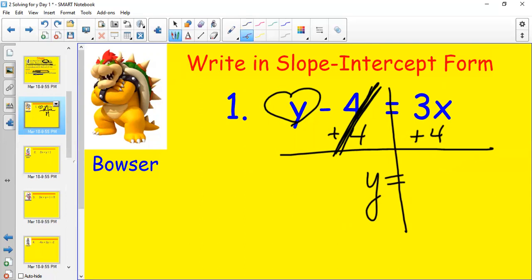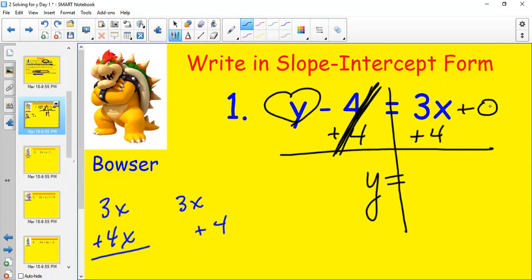Most common mistake is that people are going to say that this is 7x's, but that is not true. Okay, so I'm going to go ahead and erase that since that is not true. That would be true if I had 3x plus 4x. That would give me 7x's. But here I have 3x plus 4. And it might help you to kind of realize this. We have a coefficient here and our constant is 0.